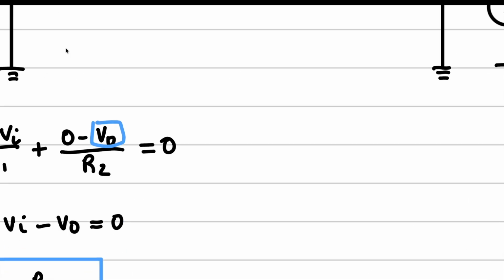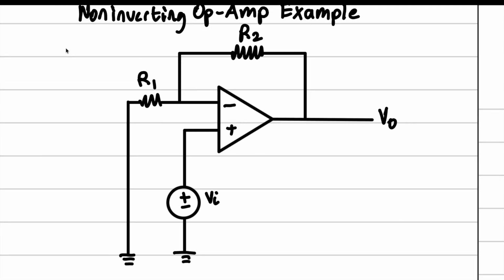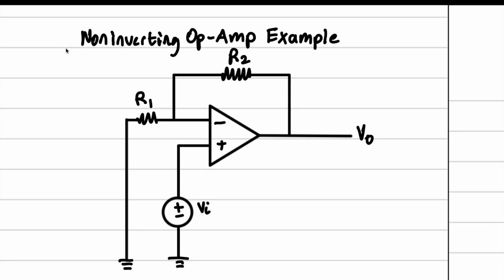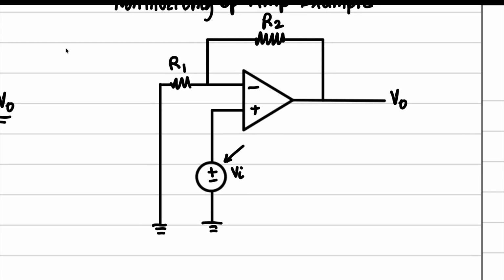Okay. Now let's take a look at the non-inverting op-amp example. And this time, the battery is actually on the positive portion of this op-amp. And we're going to do the same thing. We're going to have a node here and a node here. I'm going to say this is node 1 and this is node 2. And now node 2 has VI at this part right here. And so this node right here will also be VI.